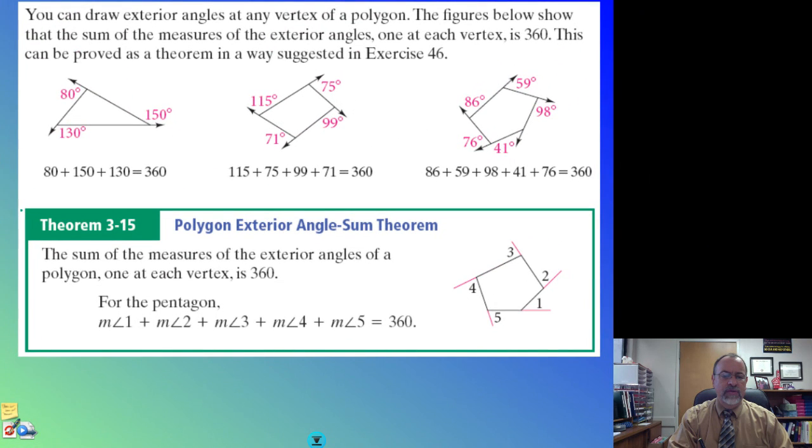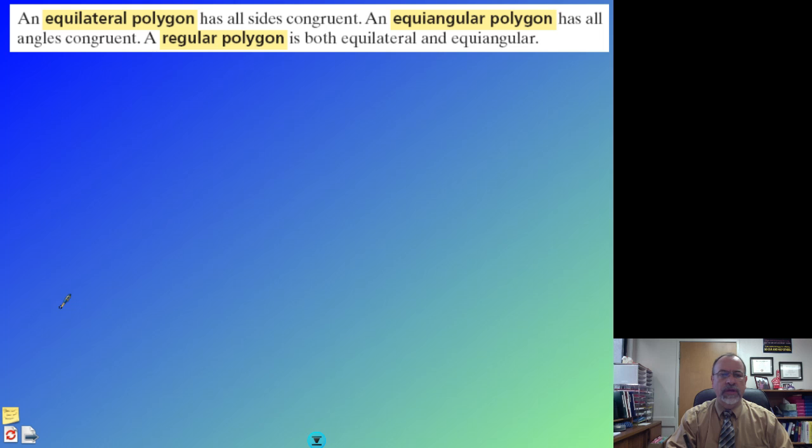All right, now we want to talk about regular polygons real quickly. An equilateral polygon, and lateral, remember, means sides, so all the sides are the same measure. An equiangular polygon means, again, equal angles, has all angles congruent. If you have a polygon where all the sides are the same measure and all the angles are the same measure, we have a very special polygon called a regular polygon.